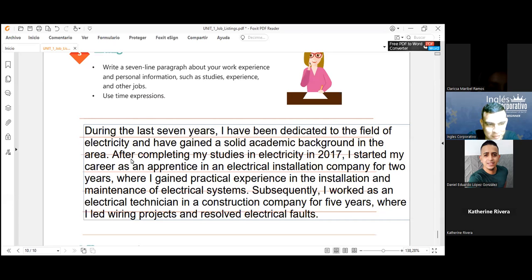In the area after completing my studies in electricity, in 2017. I started my career as an electrical installation company for 2 years, where I gained practical experience in the installation and maintenance of electrical systems. Subsequently, I worked as an electrical technician in a construction company for 5 years, where I led wiring projects and resolved electrical faults. Sí, así dejémoslo.